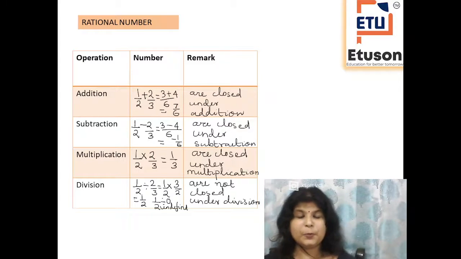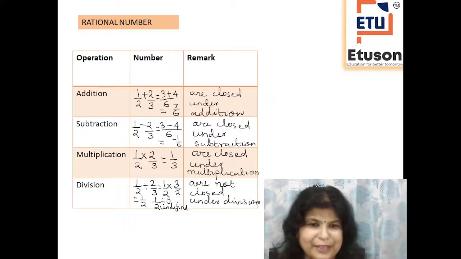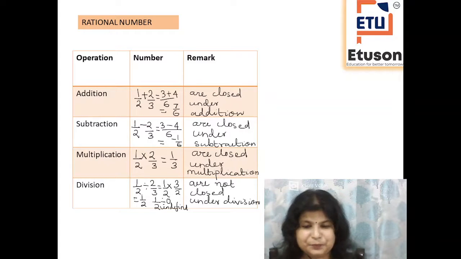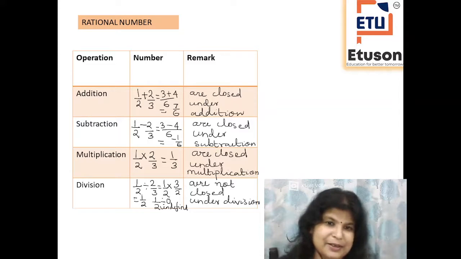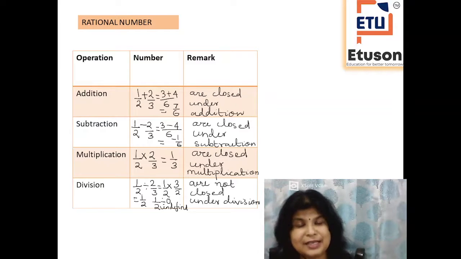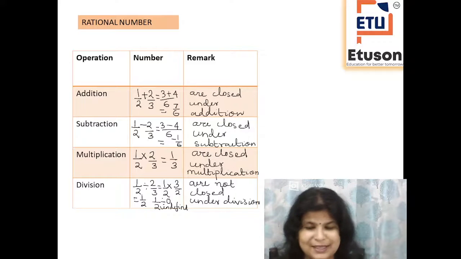So now I hope you have understood the closure property properly. Correct? And you could have found out how the closure property varies in different kinds of numbers. So I think time is over. We will discuss the remaining two properties of rational numbers in the next class. In the next class we are going to discuss the commutative property and the associative property. So don't miss the class.